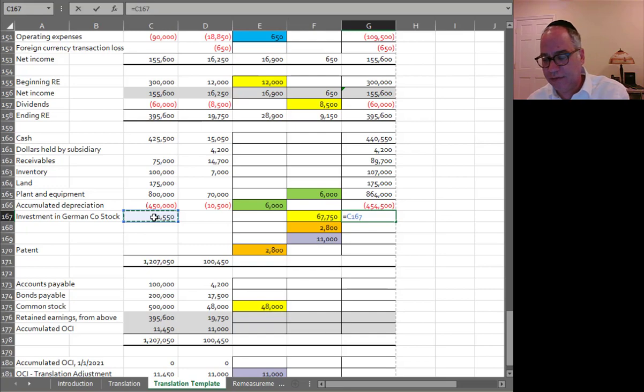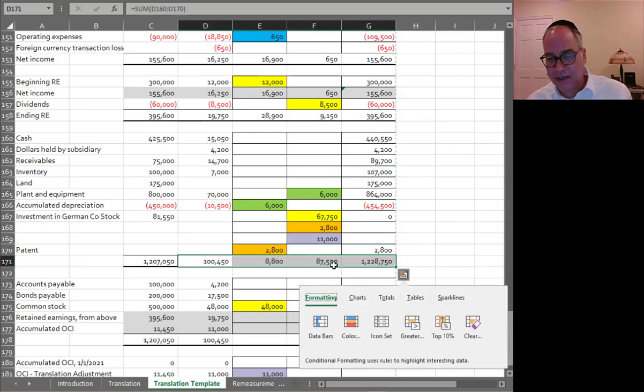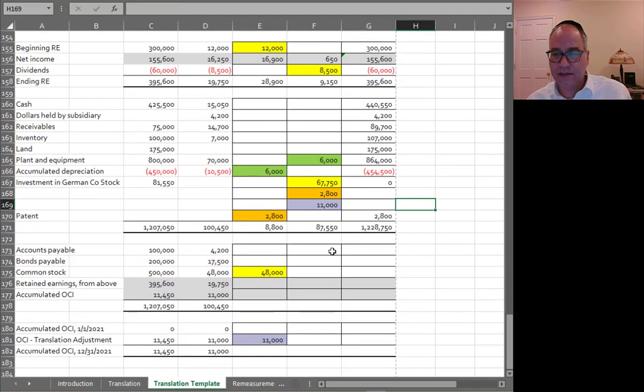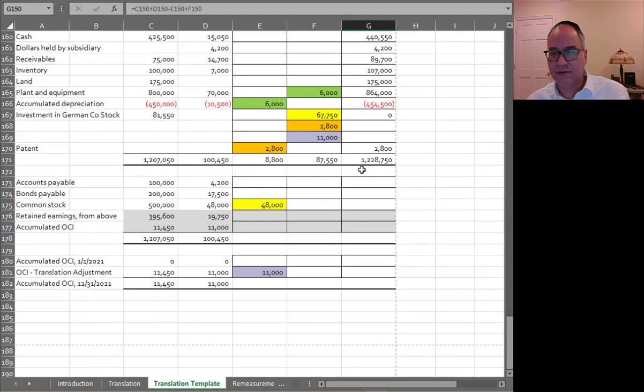This is really where you hold your breath. Minus 67, minus 2,800, minus 11,000 is 0. Whew. The patent is worth 2,800. Everything together is 128,750. And then the liability side would again be plus, plus, minus, plus.